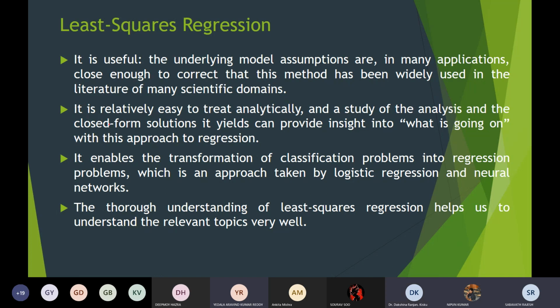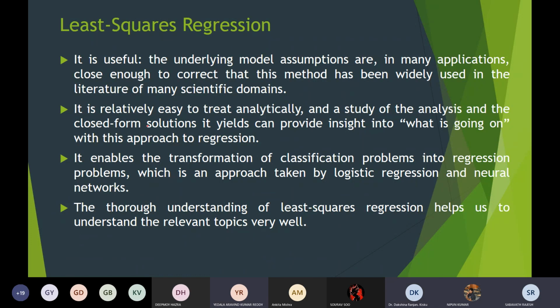Now, it also enables the transformation of classification problems into regression problems, which is an approach taken by logistic regression and neural networks. As I said in the last class, if we consider two different strategies, logistic regression and neural networks, the understanding of least square regression will help us transform these two techniques from classification to regression problems.